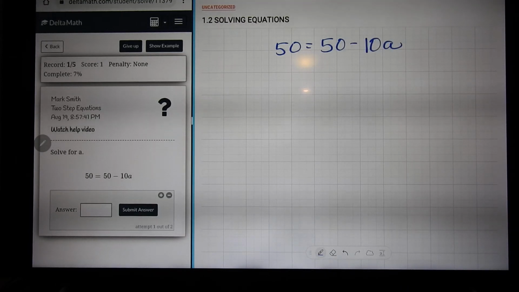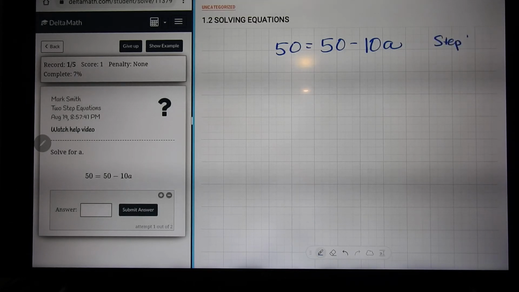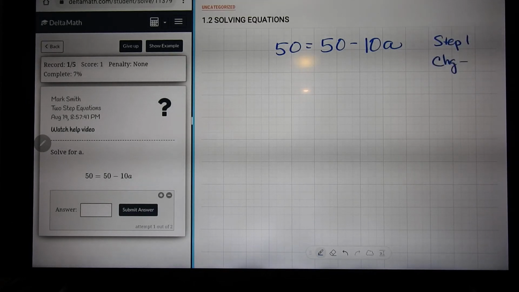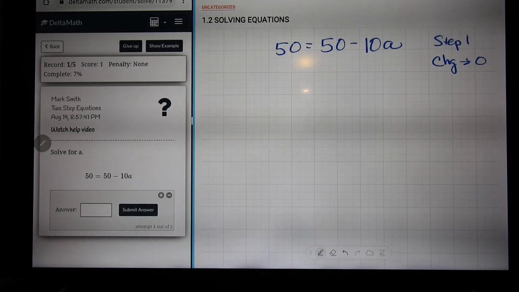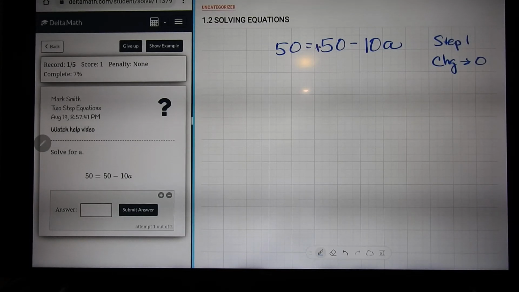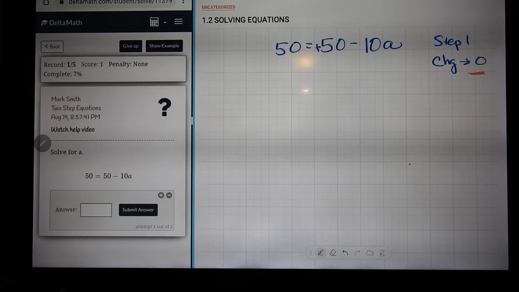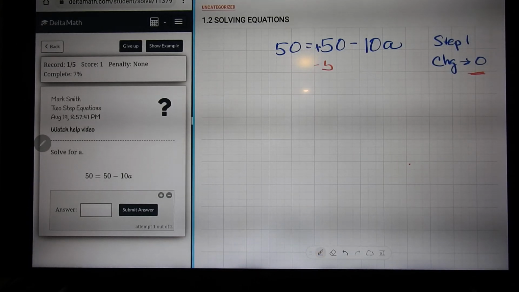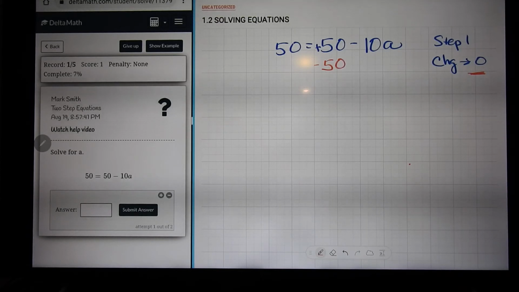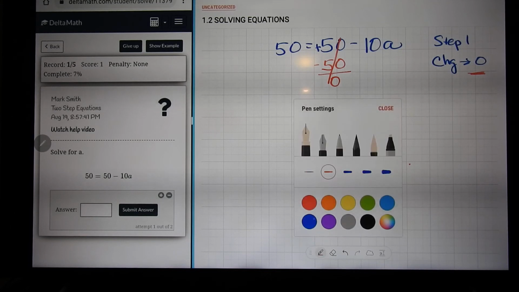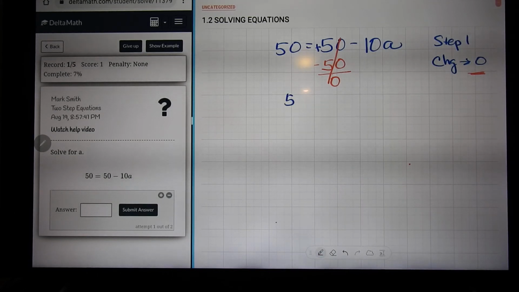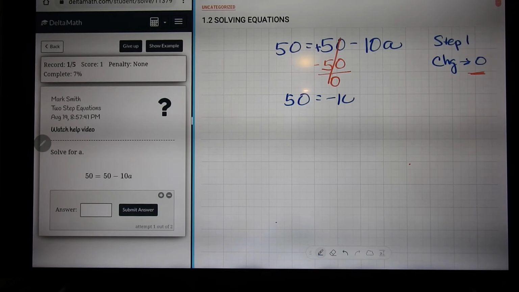All right, so our step 1, remember step 1? Change things to 0. We have this 50, which is a positive 50. How do we change this to a 0? The additive inverse, or the opposite of positive 50, is negative 50. When I put those together, I get a 0, which is great. So what's left now? I have 50 equals negative 10a.